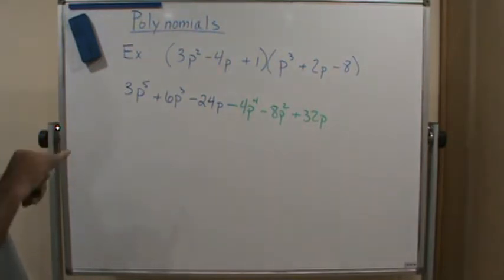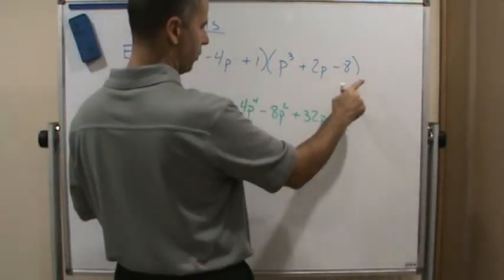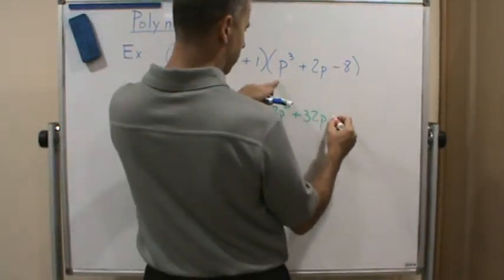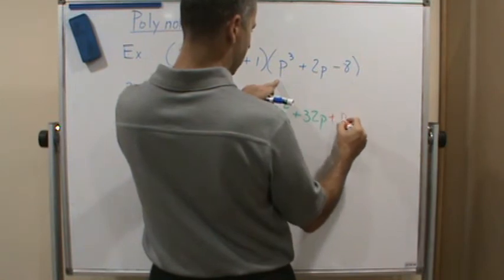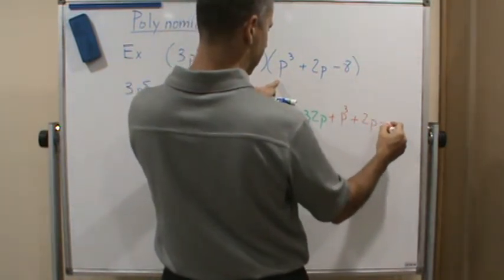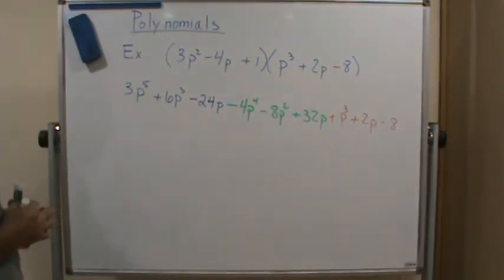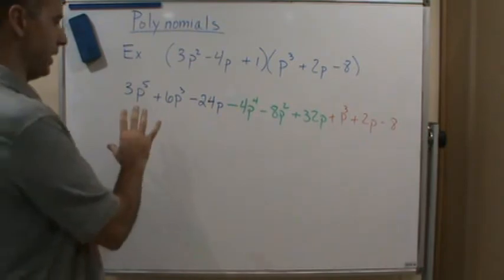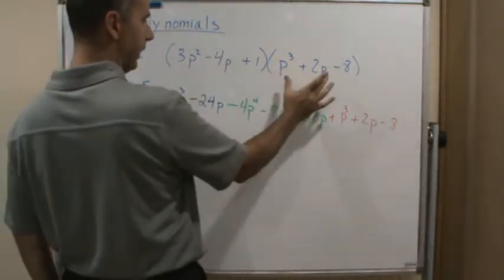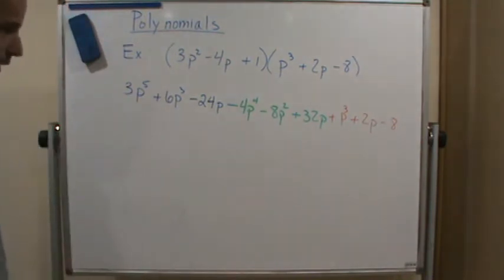Okay, now I'm going to do the last one. And so this is just one, so basically it's just going to repeat these, right? So it's going to be plus p cubed plus 2p minus 8. And so there are the 9 terms, right? I should end up with 9 terms because I have 3 and 3 here. So 3 times 3 is 9, so I should have 9 terms, which I do.